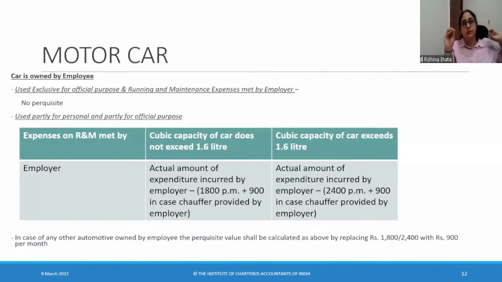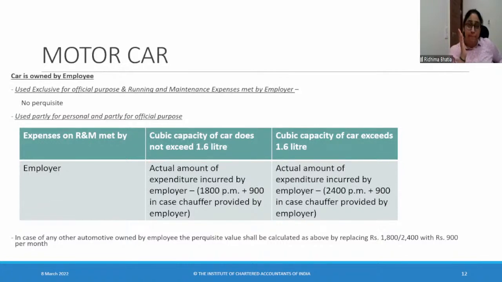Running and maintenance is borne by employee for official purposes. No perquisite. Car owned by employee. Running and maintenance is borne by employer for official purposes. No perquisite. Car owned by employee. Running and maintenance is borne by employer for personal purposes. Wholly for personal purposes, full running and maintenance would be taxable.